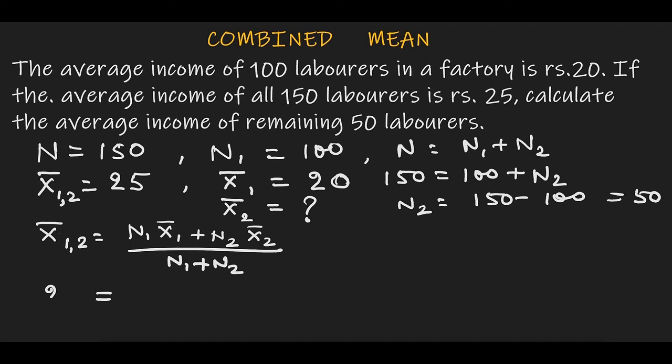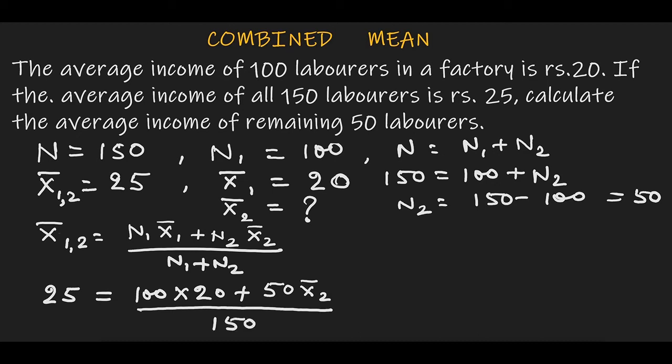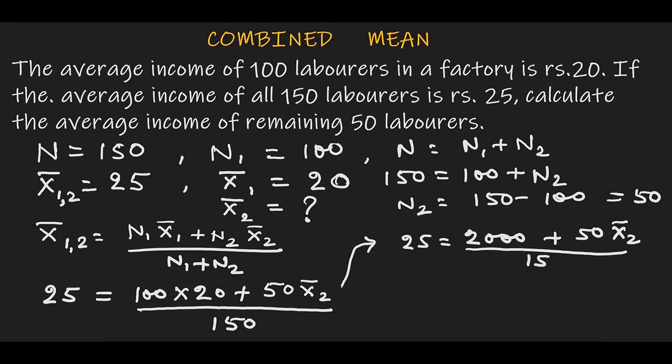So here the combined mean is 25, N1 is 100, multiplied by mean 1 which is given as 20, plus N2 is 50 multiplied by mean 2, divided by N1 plus N2 which is 150, and we will solve it. 25 is equal to 100 multiplied by 20, that will be 2000, plus 50 into mean 2, divided by 150.